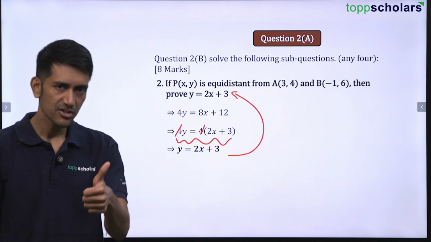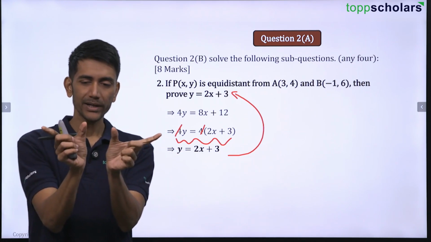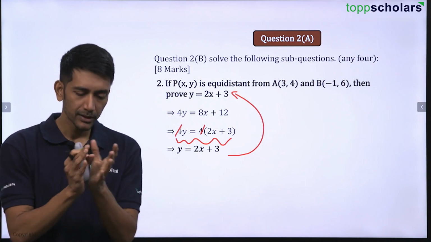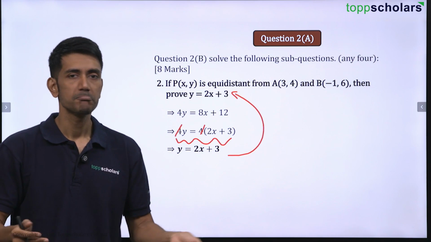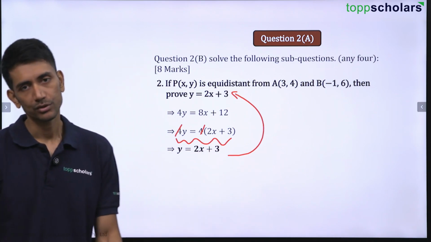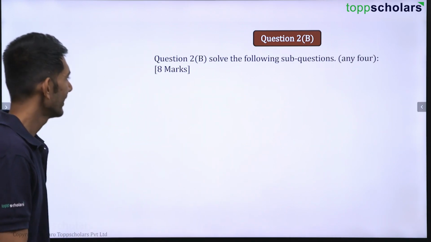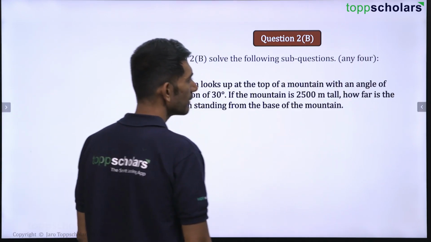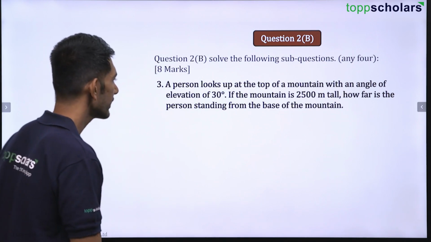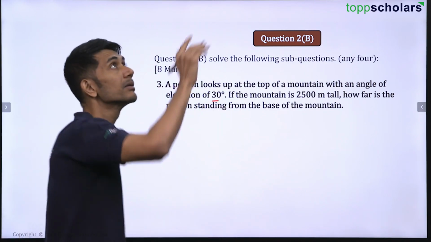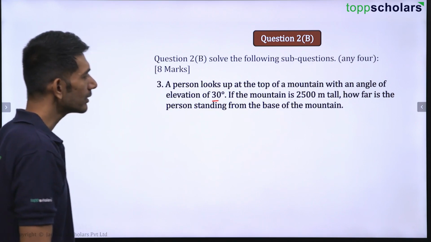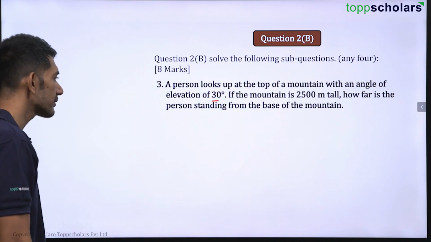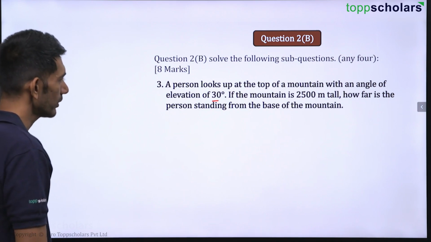So what we did: distance PA, distance PB, equate it, square it, expand, some cancellations will happen, everything will be left in x and y, and you finally drop off to this, correct? Okay, let's continue. The next question says, a person looks up at the top of a mountain with an angle of elevation of 30 degrees. So the person is looking up. If the mountain is 2500 meters tall, how far is the person standing from the base of the mountain?